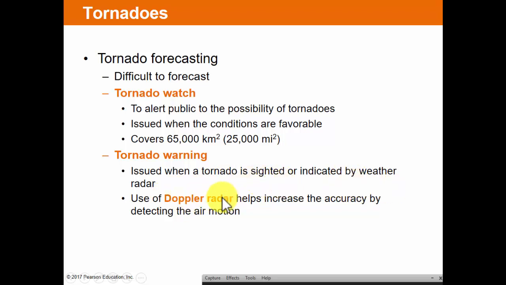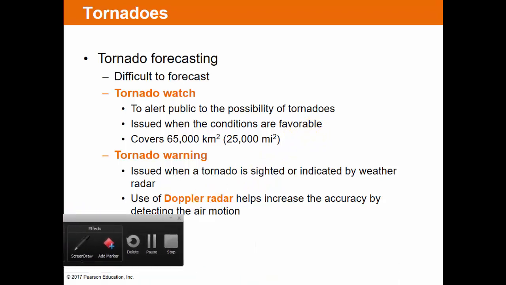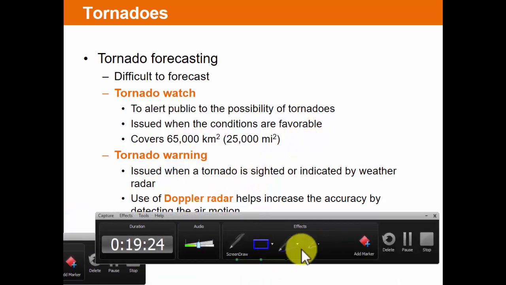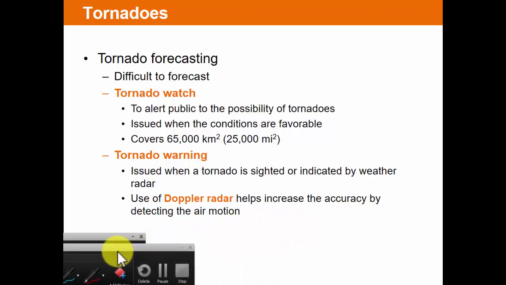The use of Doppler radar helps to see that mesocyclone. Doppler radar can see the winds coming toward and away from the radar site. So radar doesn't actually see the tornado itself. It just sees the rotating storm. So that's my Doppler radar site.